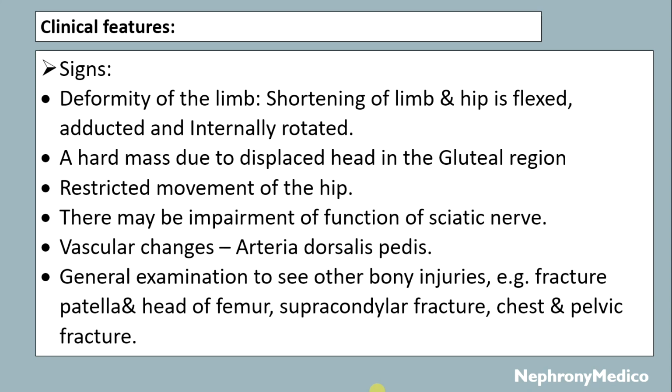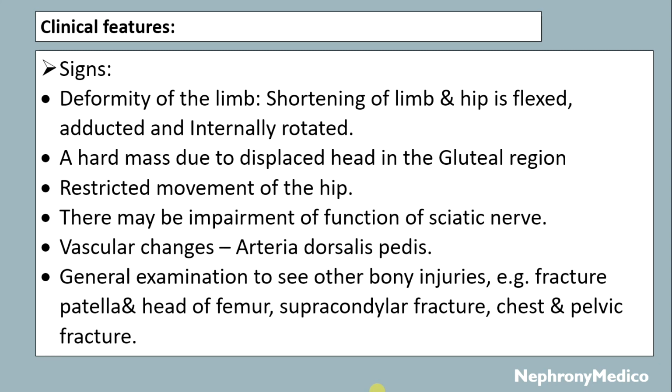Clinical features include signs like deformity of the limb, where shortening of the limb and hip is flexed, adducted and internally rotated. A hard mass due to depressed head in the gluteal region, restricted movement of the hip. There may be impairment of function of the sciatic nerve, vascular changes, arteria dorsalis pedis.